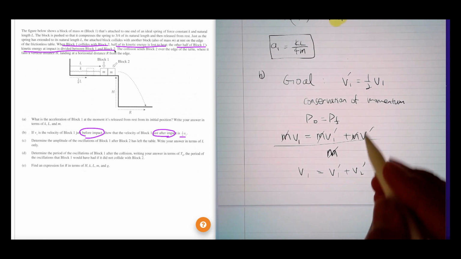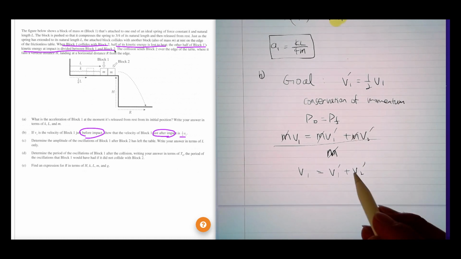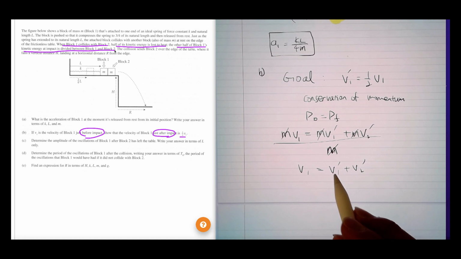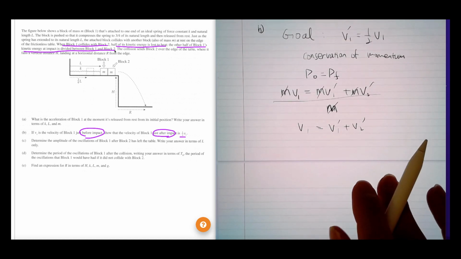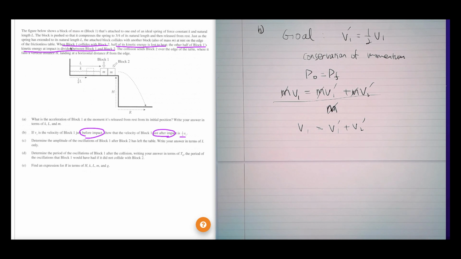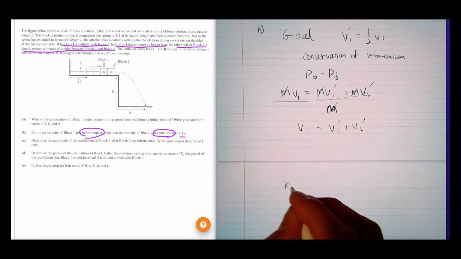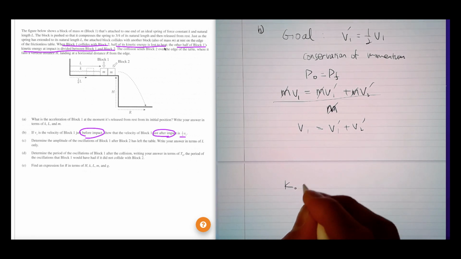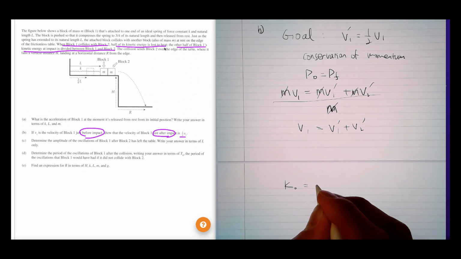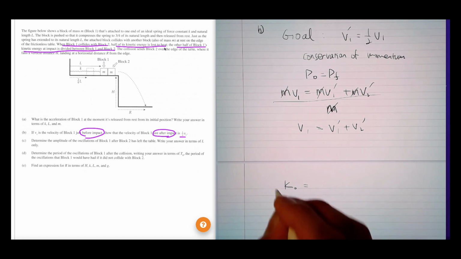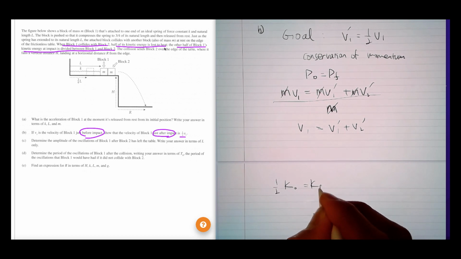Now that's not enough for us to answer this because we don't have v2 prime. So to get rid of that, we need to see this variable's relationship with either v1 prime or v1. Then let's go to what I underlined in the directions. When block 1 collides with block 2, half of its kinetic energy is lost to heat. So the kinetic energy before has now been halved. So the final kinetic energy is 1/2 of the initial.